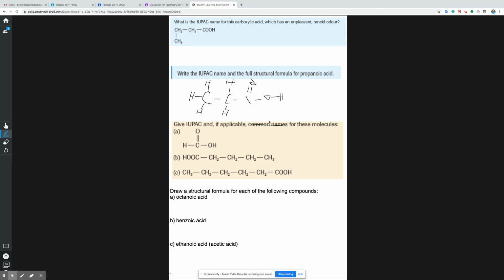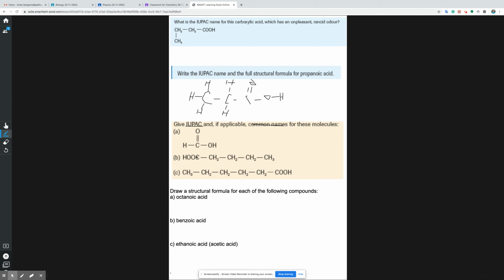Okay, if you aren't sure about common names, there are some in your data booklet. So if you look up methanoic acid, I believe it's also formic acid. Again, ethanoic acid would be acetic acid, so on like that. But if I don't give you the common names, you just have to know how to label them as the IUPAC names.